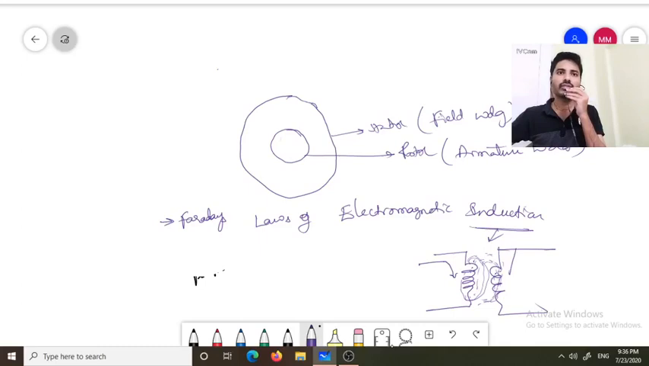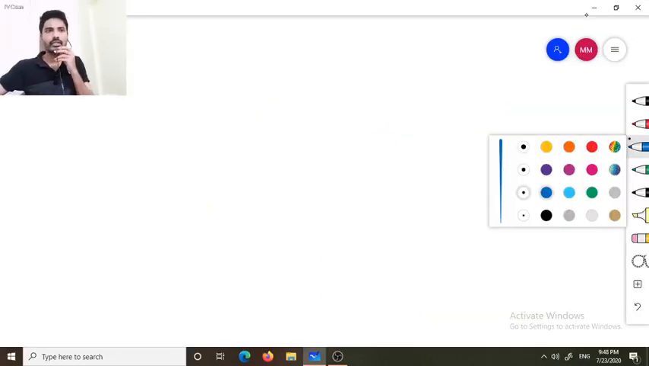Imagine that there is no physical connection between the stator and rotor, but these two are magnetically linked. Why? Because we have poles on the stator, and the field winding is also mounted on this stator. Now we'll see the working principle.